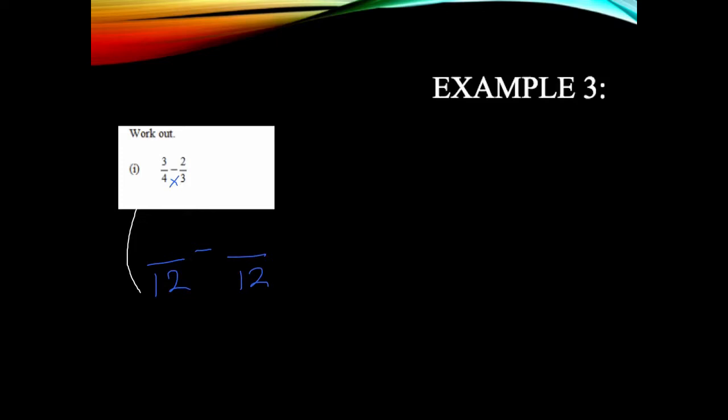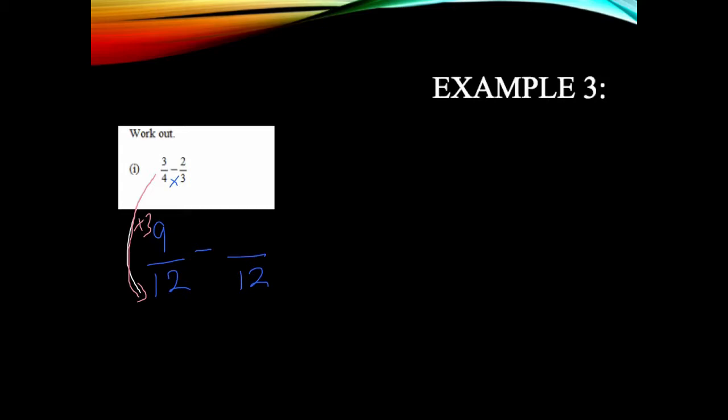Choose a different colour. What can I multiply 4 by to get to 12? Well, I can multiply that by 3. Everything that I do to the bottom, I have to do to the top, so 3 times 3 gives me 9. So 3/4 is the same as 9 over 12. It's just 3 times bigger on the top and 3 times bigger on the bottom.